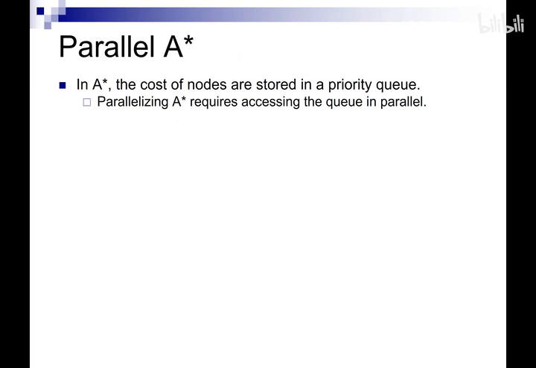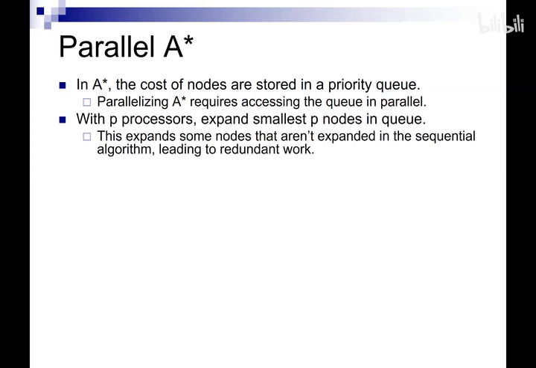Okay, so for A star, we can also parallelize this. For A star, we have this priority queue of F values. Remember that we have to search through the F values in order of increasing F values. So we put all these F values in a priority queue, and the processes all have to access that priority queue. So we need to parallelize the accesses to that queue.